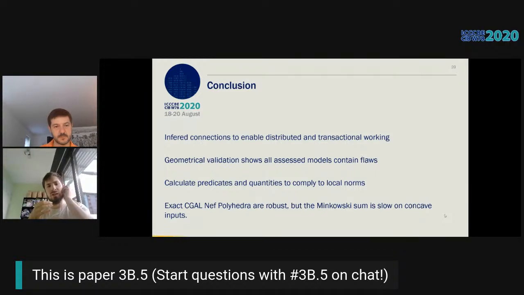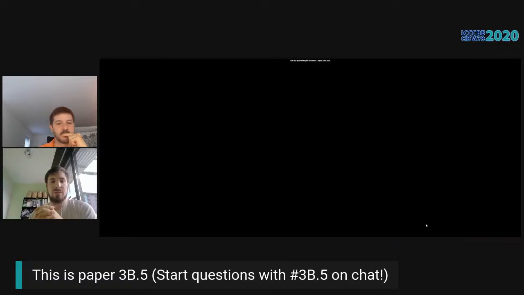So, conclusion: we have inferred connections, explicit connections in IFC to enable more distributed and transactional working, so incremental updates, extracting or merging models. And the geometric validation shows that most models contain flaws. And this is, for practitioners, probably not a surprise. Thanks so much.